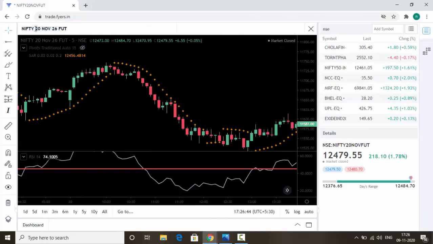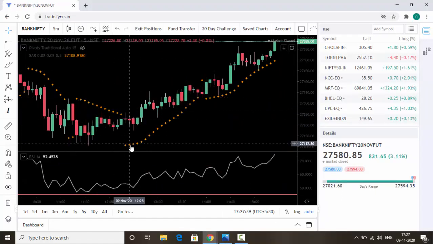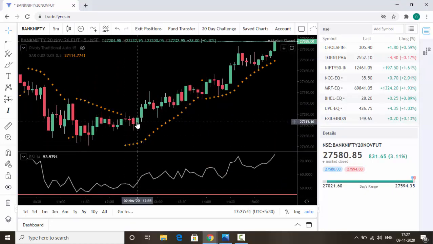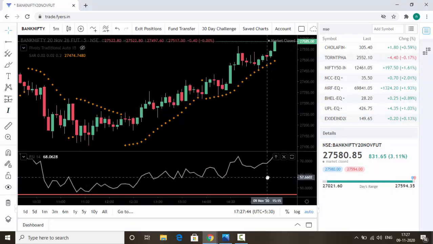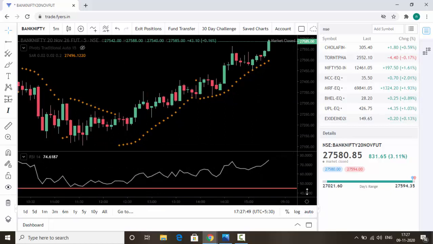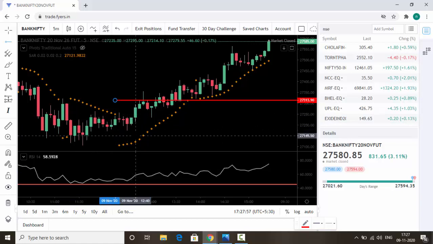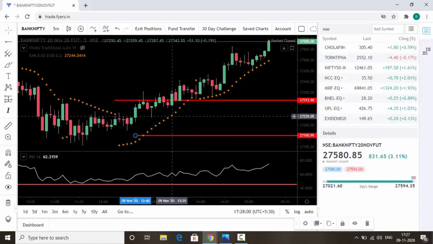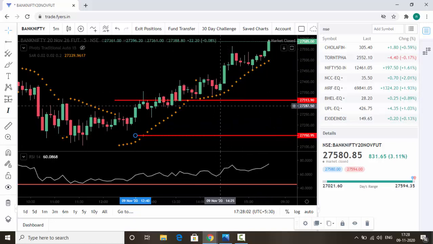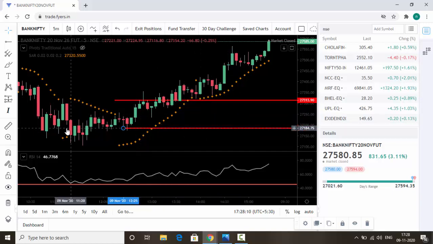We can check with Bank Nifty also. Okay, Bank Nifty, you can see after Parabolic SAR lower side formation, three continuous green candles, at the same time the RSI value is above 45. See, RSI value is above 45, so we can take a buy here. The stop loss is below here, and you can trail the stop loss when the market goes up, just below the Parabolic SAR. This matches the buy condition.